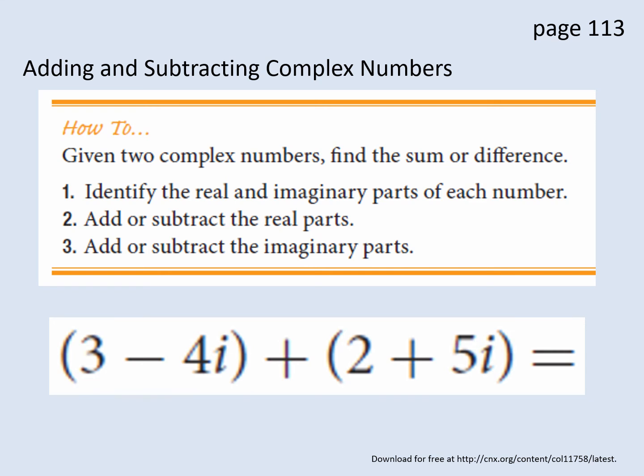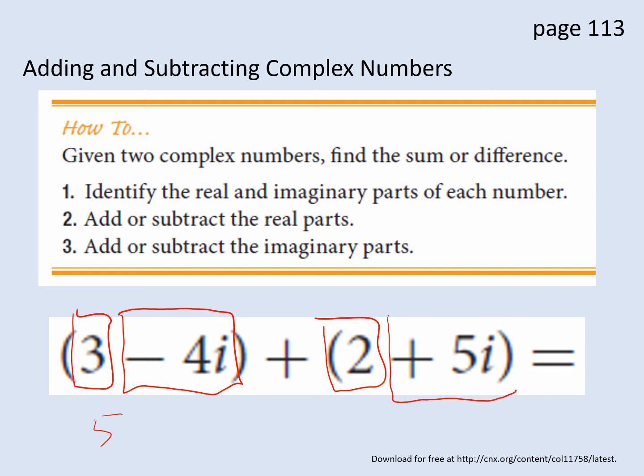If you refer to page 113, it talks a little bit about adding and subtracting complex numbers. You add the real parts, which in this case are the 3 and the 2, which will be 5. Then you add the imaginary parts, which will be negative 4i, or j, plus 5i. And so then we'll have 5 plus i. I guess we'll just leave it as i. I like writing i's better than j's, but remember, in electronics, j means the same thing.